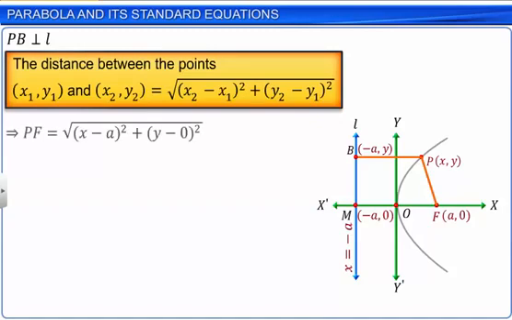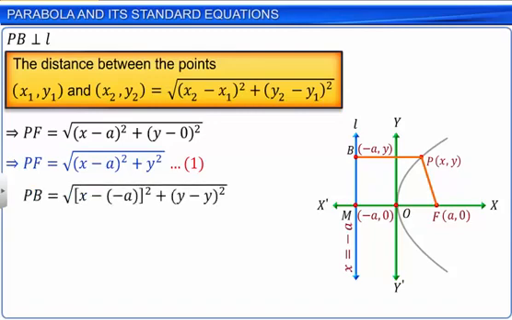Substituting the coordinates of points P and F in the distance formula, we get distance PF is equal to under root (x minus a) whole square plus y square. Let this be equation 1. Similarly, substituting the coordinates of points P and B in the distance formula, we get distance PB is equal to under root (x plus a) whole square. Let this be equation 2.